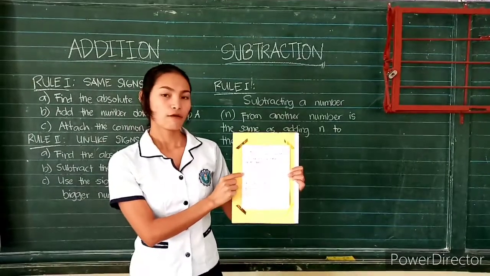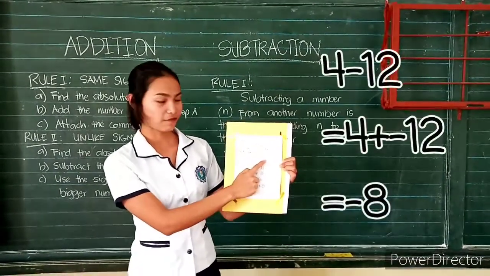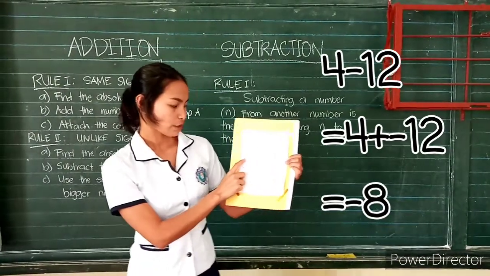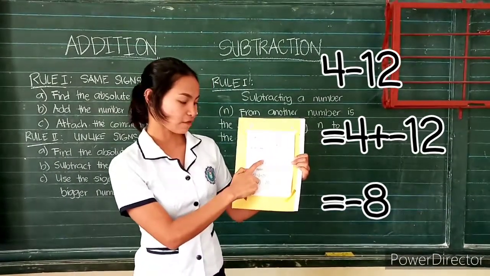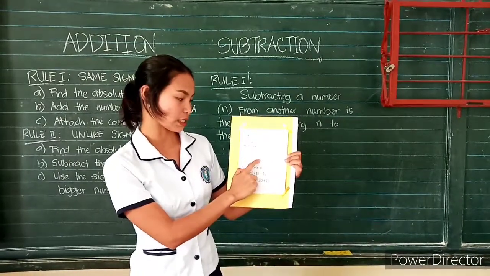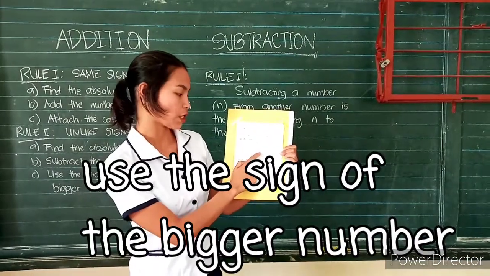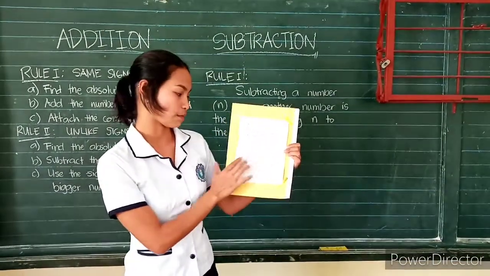For example, 4 minus 12. The opposite of 12 is negative 12. So, it becomes 4 plus negative 12 is equal to negative 8, because you will subtract and you will also use the sign of the bigger number. So, it becomes negative 8.